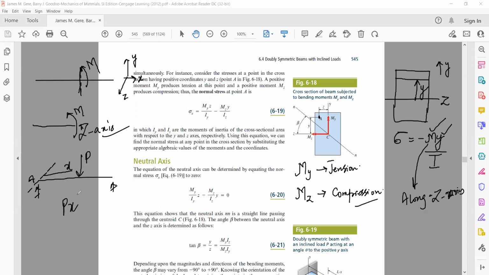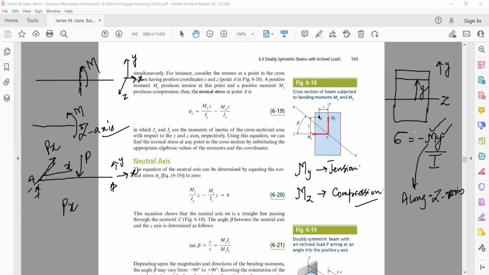What will be the direction of the moment? Yes, it will be along the negative z axis. Are you getting me or not? It will be along this direction. So this is the direction of the moment. If this is your x-axis and this is your y-axis, then essentially the bending moment in the beam is along which direction? Along the z direction. Are you getting me or not?